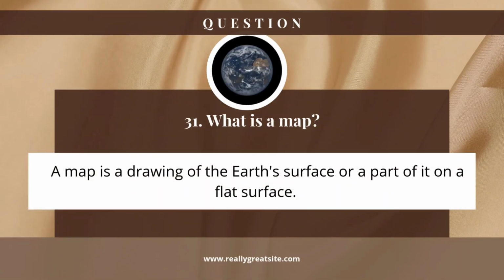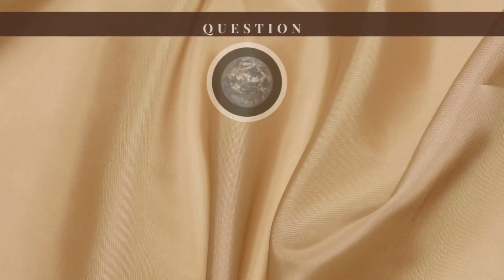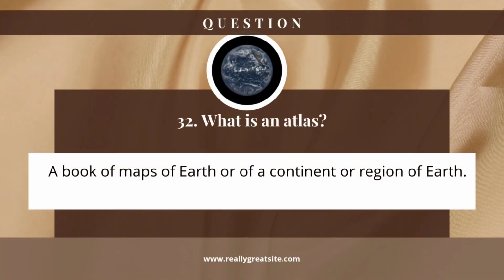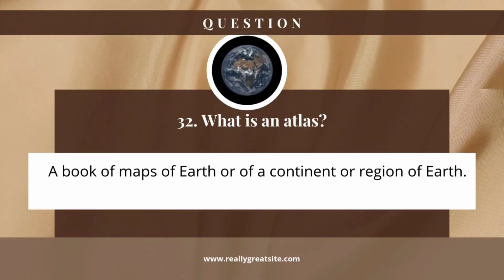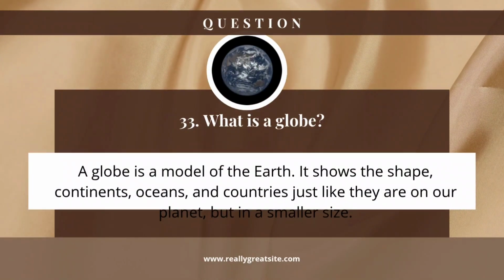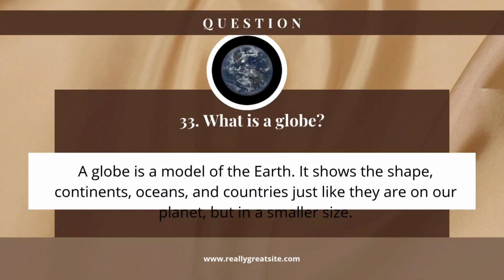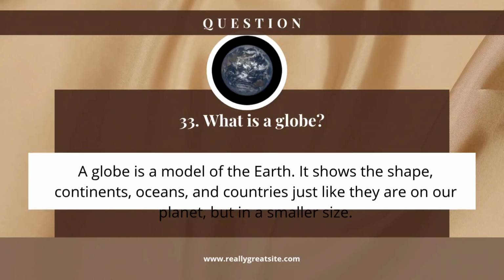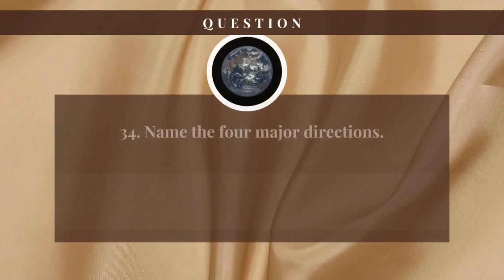31. What is a map? Answer. A map is a drawing of the Earth's surface or a part of it on a flat surface. 32. What is an atlas? Answer. A book of maps of Earth or of a continent or region of Earth. 33. What is a globe? Answer. A globe is a model of the Earth. It shows the shape, continents, oceans, and countries just like they're on our planet, but in a smaller size.